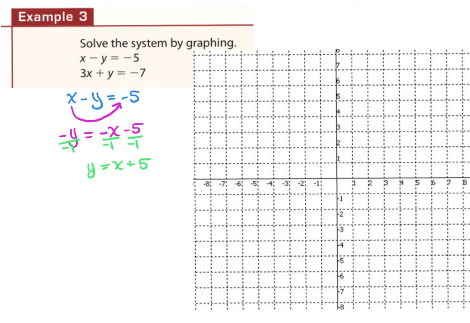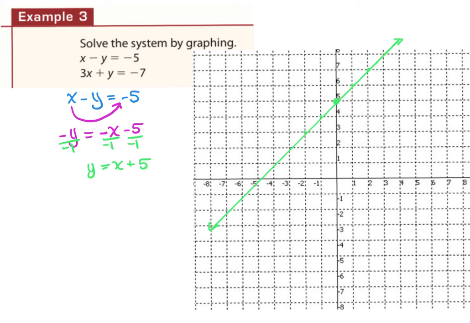So I would start at positive 5. I would go up 1 over 1, up 1 right, or down and left. And I would have this line right here. Connect those, you have your first line.